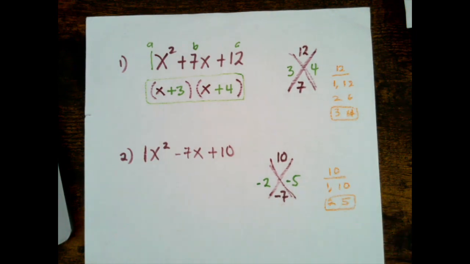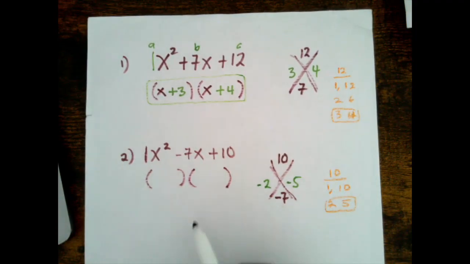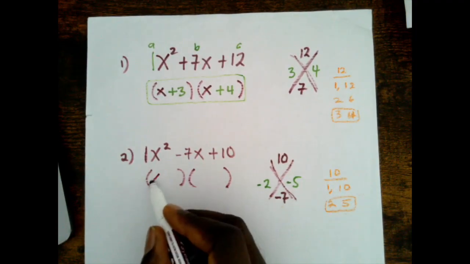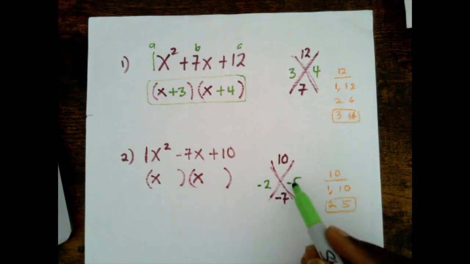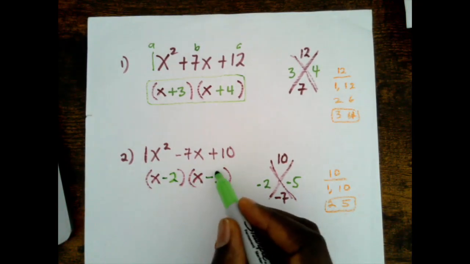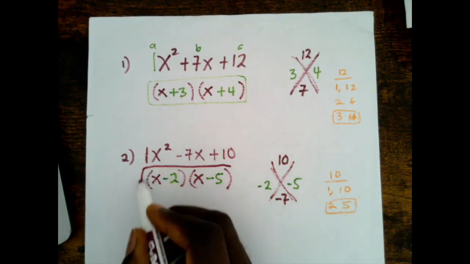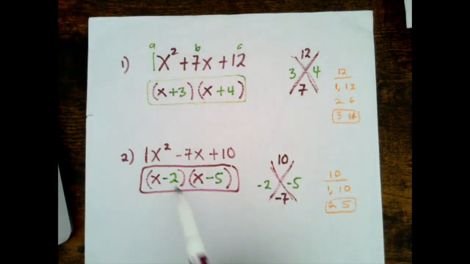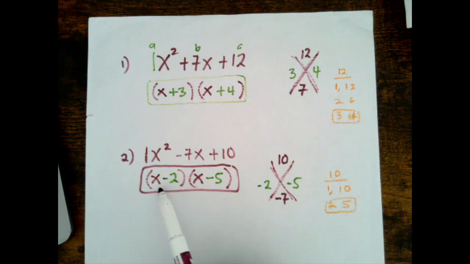Now let's write our factors. You open two sets of parentheses. You split the x squared into x and x. This time the two numbers are negative 2 and negative 5, so minus 2 and minus 5. And these are the factors we are after. So if I factor x squared minus 7x plus 10, I end up with x minus 2 times x minus 5.